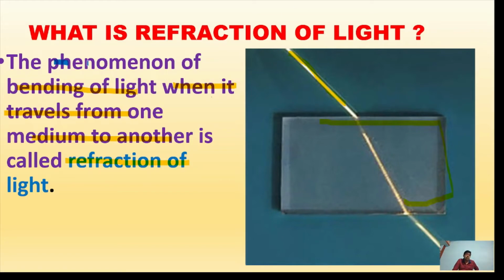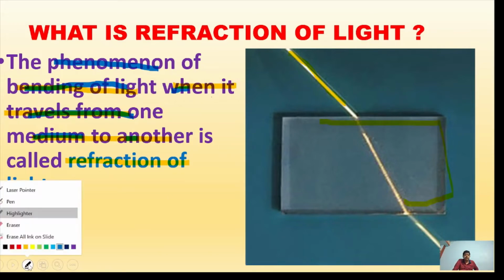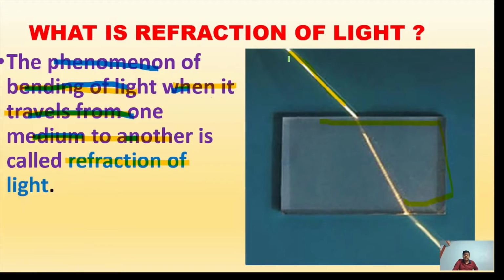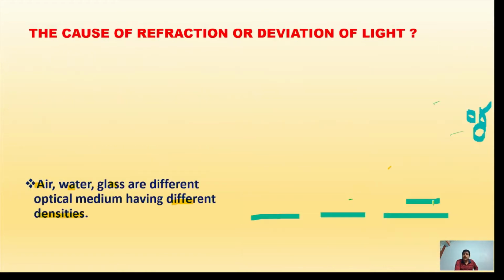The phenomenon of bending of light when it travels from one medium to another is called refraction of light. You see here, light is passing from the air into the glass medium. This is a rectangular glass slab. See how the light undergoes bending at different angles. This bending of light, when the light travels from one medium to another medium, is called refraction of light. Note it down.